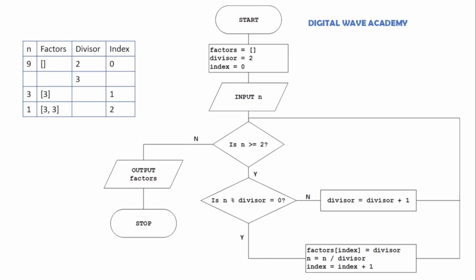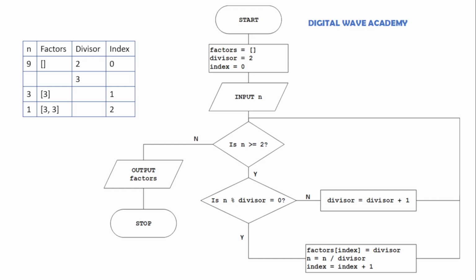Now let's go through the program. Is n greater than or equal to 2? Remember that our n is 9. Is n greater than or equal to 2? Yes, it is. Then we check whether 9 is divisible by 2, which is our current divisor. Since it is not divisible by 2, then our divisor is incremented by 1, making it 3.